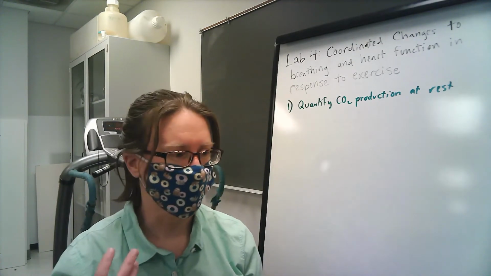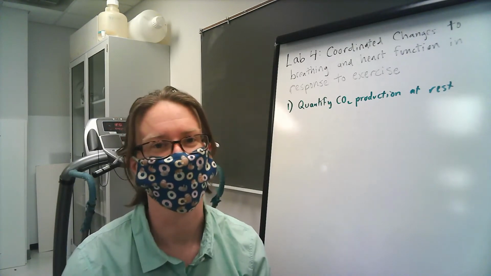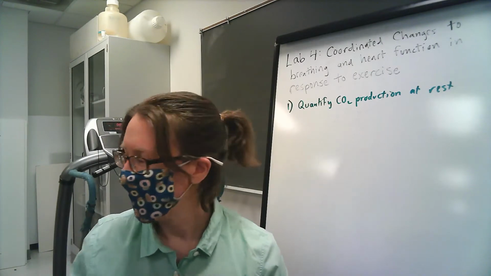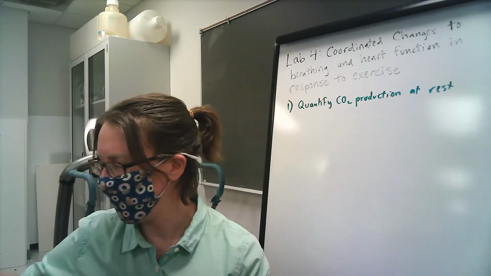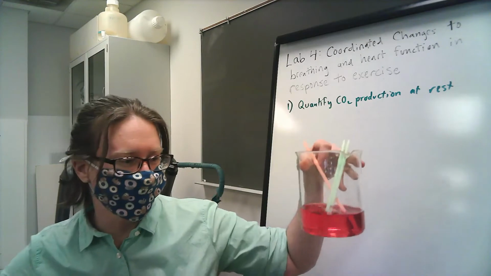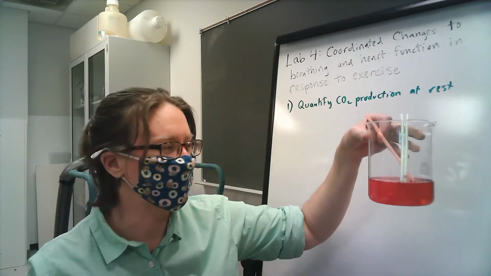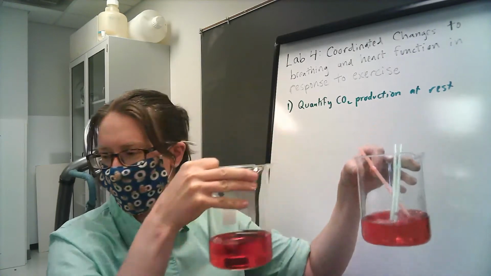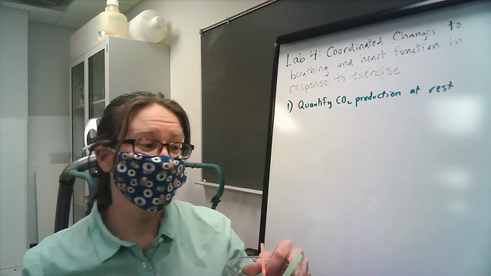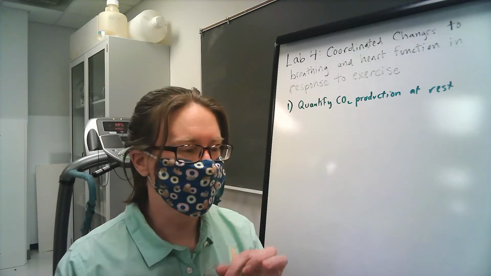Just to give you a sense of if you really wanted to quantify how much CO2 a person's producing, either at rest or under various exercise conditions, how could you actually go about doing that? Well, one way takes advantage of the production of bicarbonate, and it involves an indicator solution here called phenol red. Phenol red is a dye, totally non-toxic. And right here I've got just 2 beakers of phenol red.